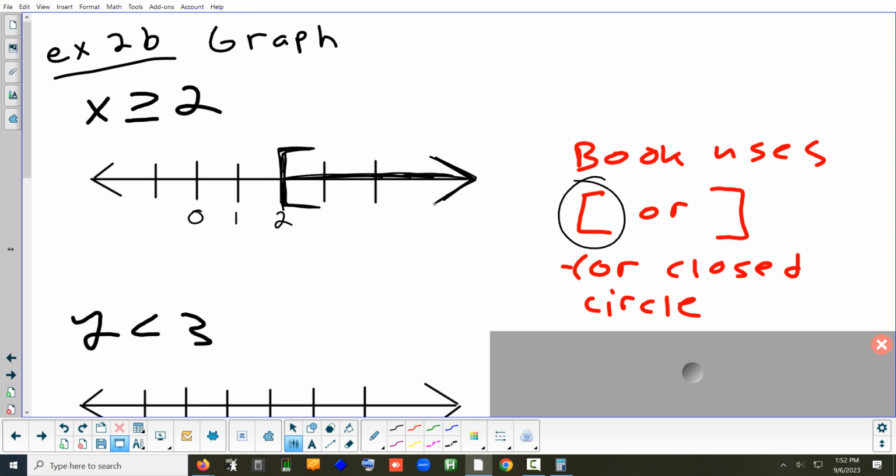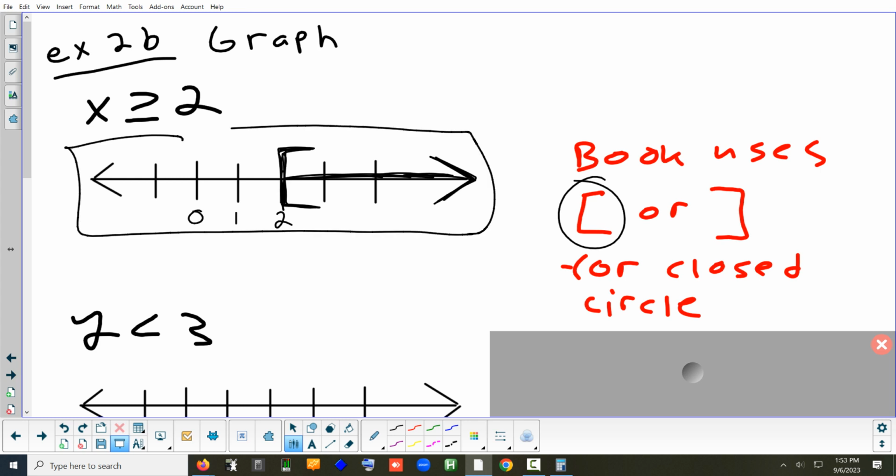You don't have to graph it like that when you do it by hand. The only reason you may have to know that is I could give you this picture on the test and just ask you, what does that picture mean? And you would write down, x is greater than or equal to 2. Any question on using the bracket?